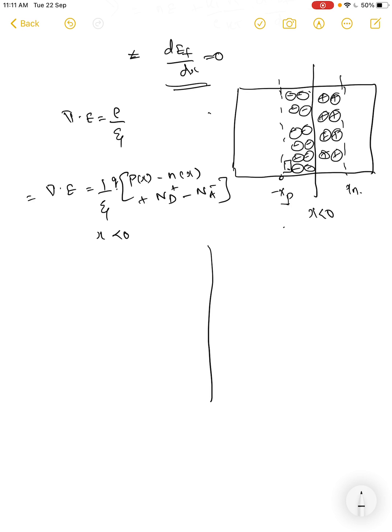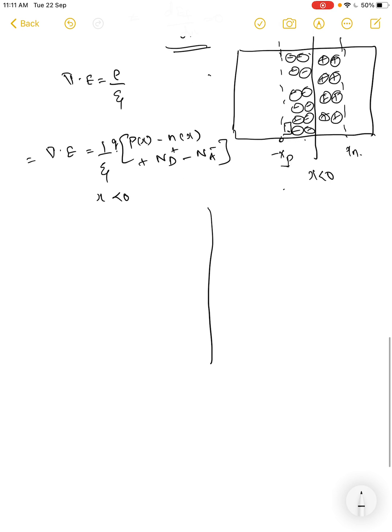The assumption that we start making at this point is that you obviously have no donor atoms, because donors are after this particular point. So Nd is 0, that's fine. n of x is the number of electrons. It is a p-type region, so you expect the number of electrons to be much smaller than Na. That's also gone. However, the biggest assumption that we make is that the number of holes in this region is also small when compared to the ionized acceptors.